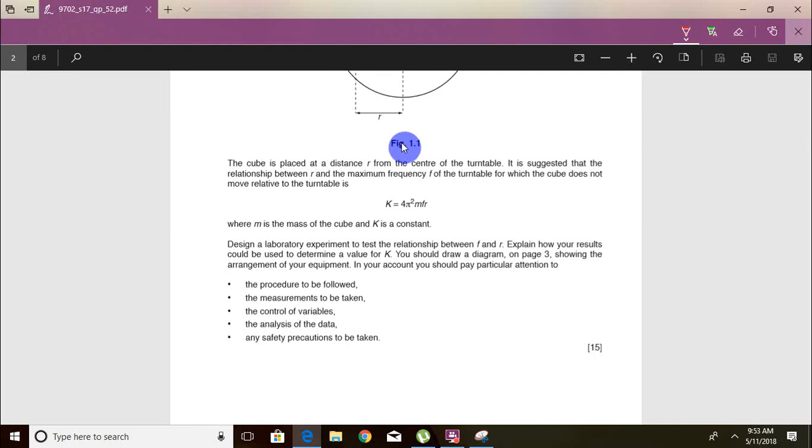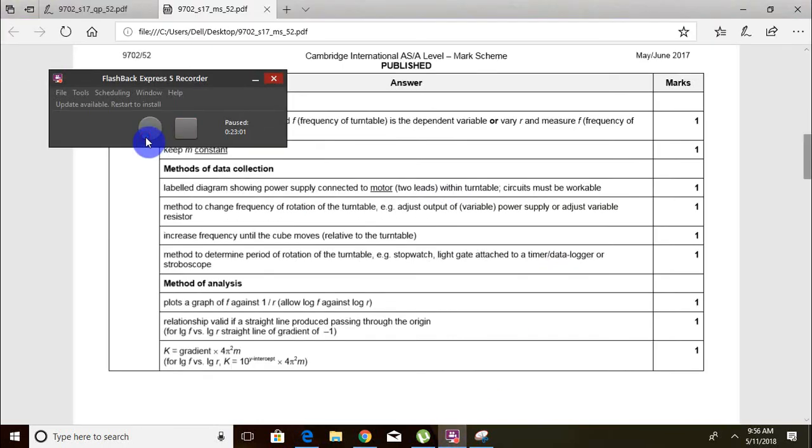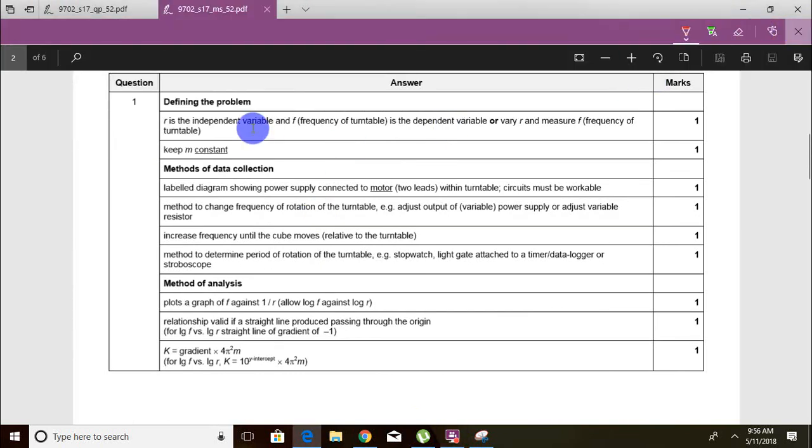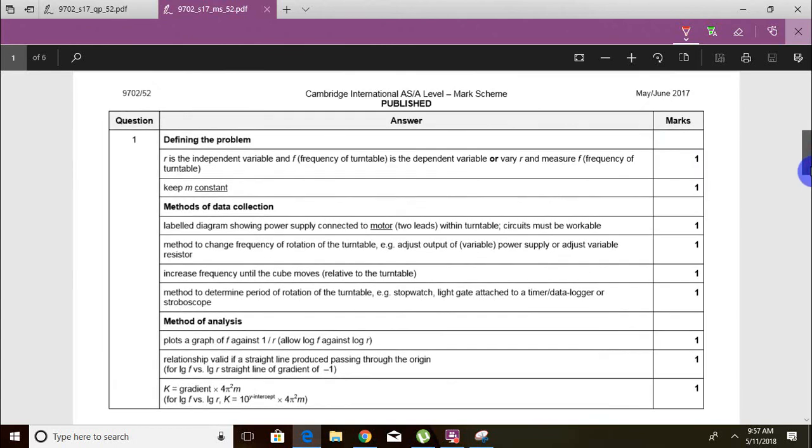They segment the sequence. So let's take a look at the marking scheme to see how well we did and any improvement we could have made. So let's look at it. R is the independent variable and F is the dependent variable. 1 mark, guaranteed. Keep M constant. Yep, we did say that, did we not?